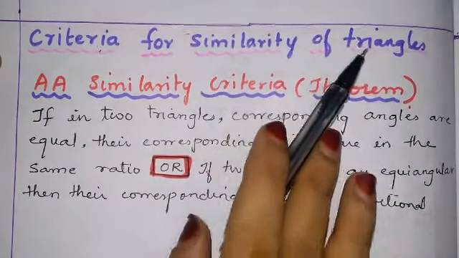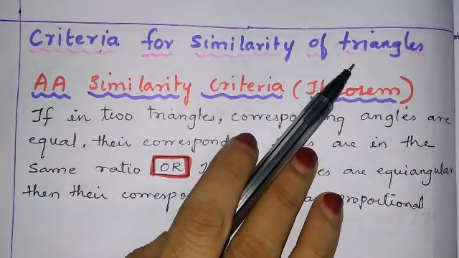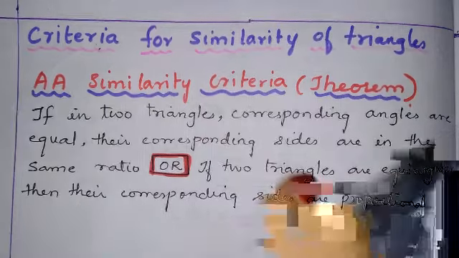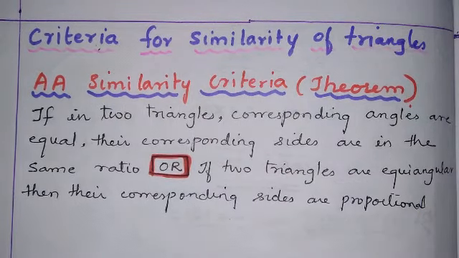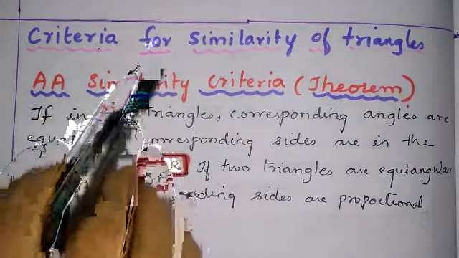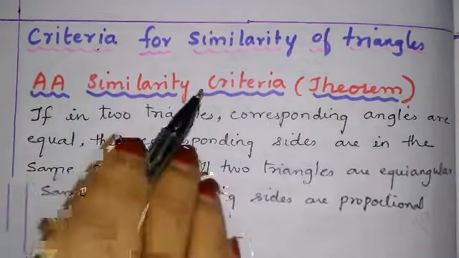Today I am here with a new topic from similar triangles itself, criteria for similarity of triangles. In the previous video we completed Thales theorem and the exercise based on Thales theorem. Now it's the second theorem, the AA similarity criteria. In this we are going to learn the theorem first, then we will see the exercise.